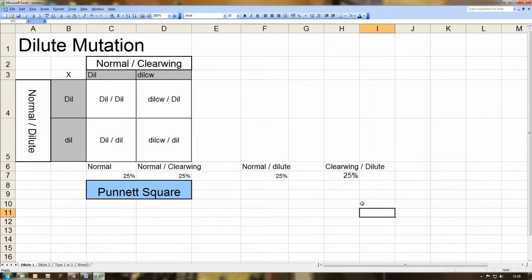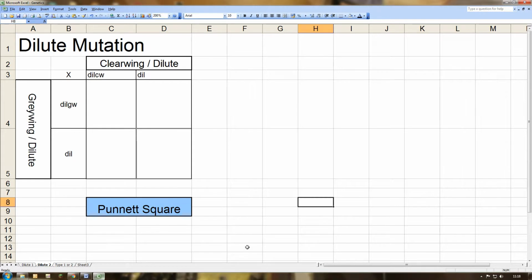So that's a fairly straightforward version of the Punnett square. Let's have a look at what happens if we take this a bit further. We start to look at some crossings between the mutated clear wings and dilute type crossings. So we'll move on to this Punnett square here, where we're pairing up the clear wing split dilute with a grey wing split dilute, and see what the outcome is of those particular pairings.